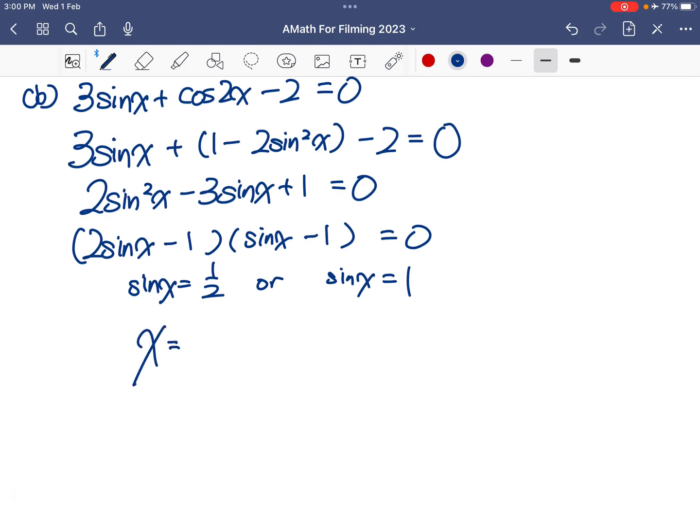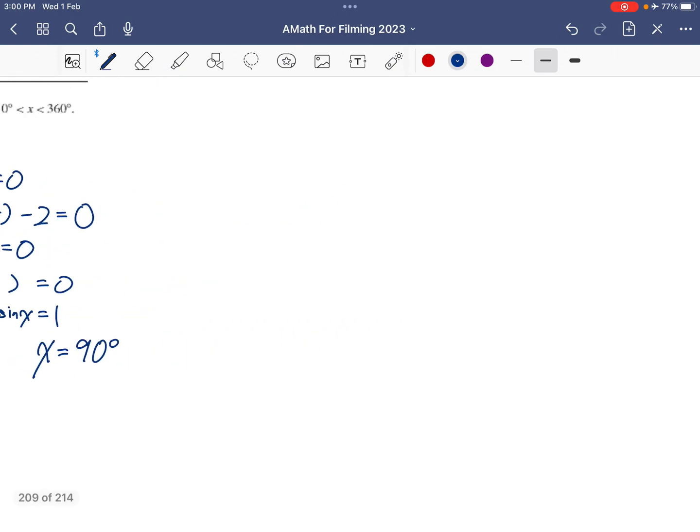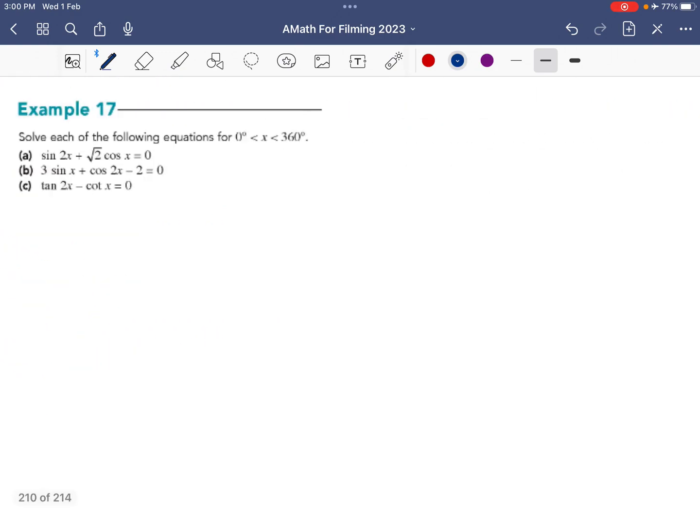Sine x equals half, what I have is a special angle. My x value is 30 degrees. However, it also can occur in my second quadrant. The sign is positive, so I get 150 degrees. Sine x equals 1, straight away I know that my x value is 90 degrees. Hence, these are my 3 values of x.